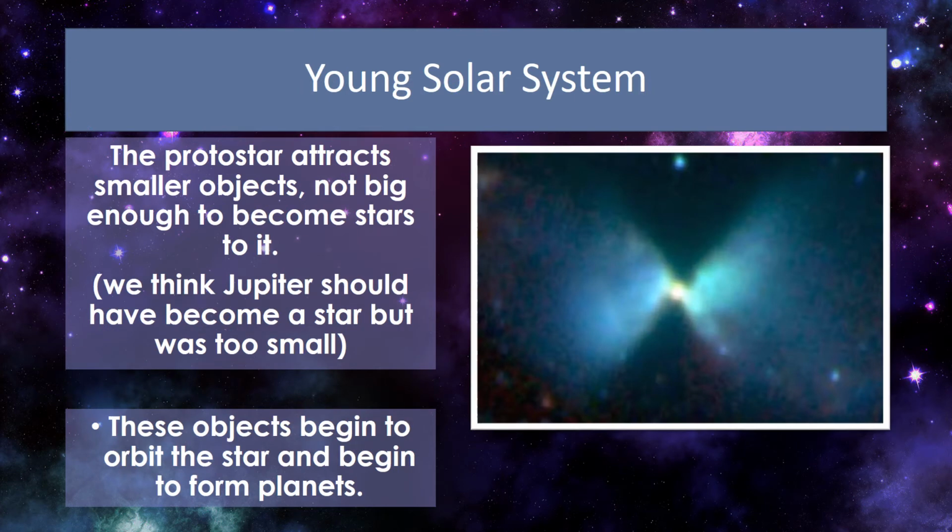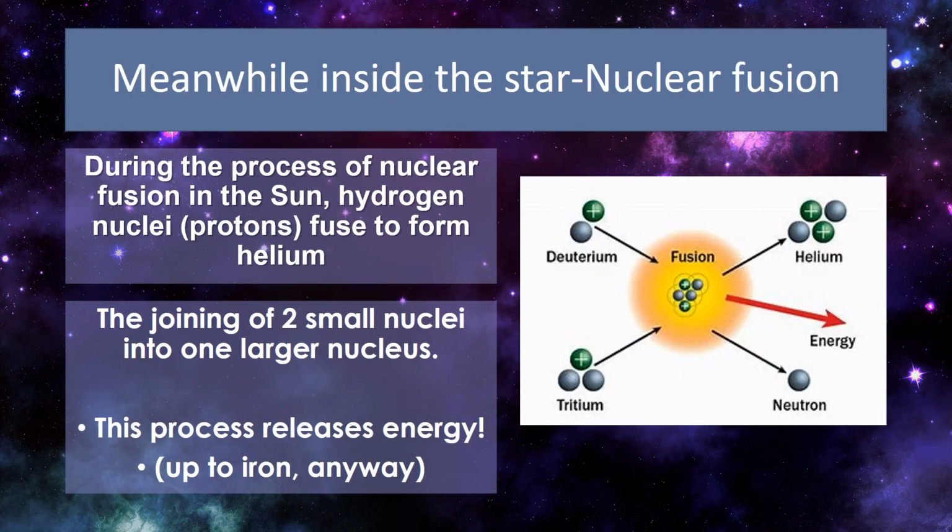Okay, so the protostar attracts smaller objects not big enough to become stars. So like Jupiter could have become a star, but it was a bit too small. They begin to orbit the star. So we've got the star in the middle here, and then you've got other things starting to move around it because of this gravitational pull.